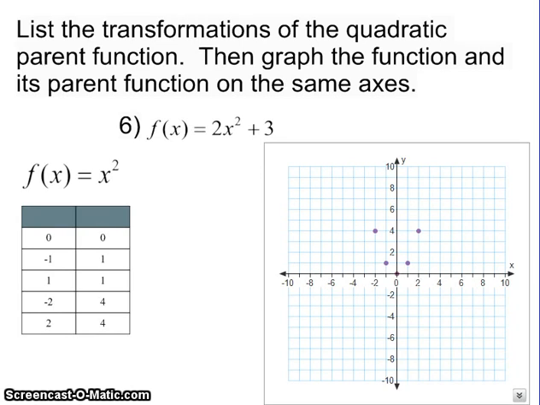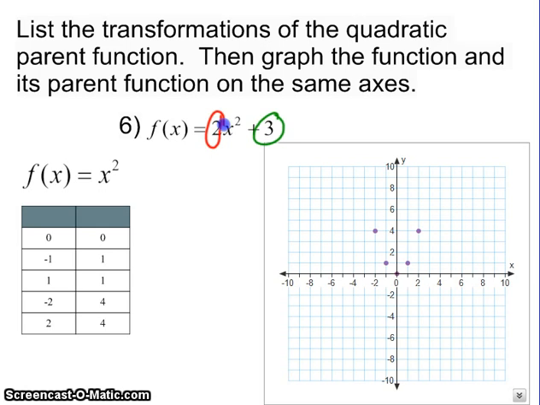Okay, our next problem has more than one transformation. It has an A, and it has a D. D is 3. I know that that is a D because it's not inside parentheses. If it were in parentheses, we'd call it a C. So I've got D is 3.